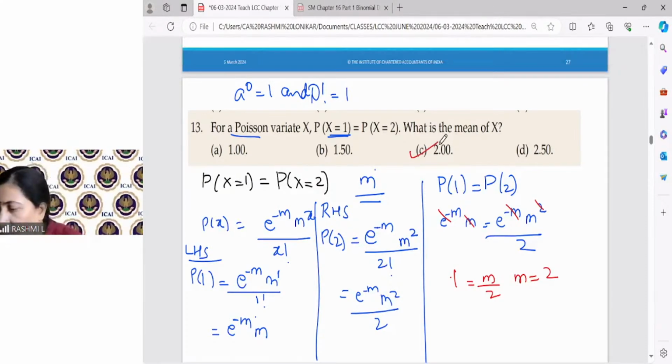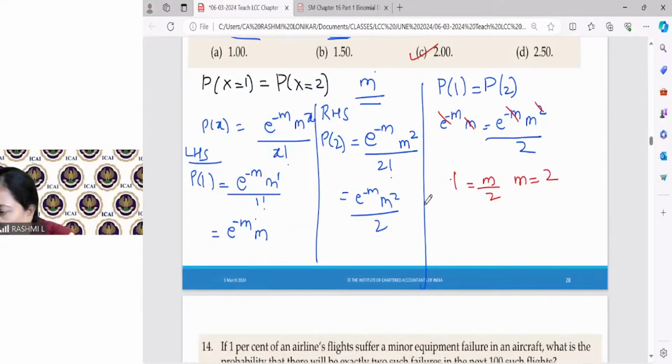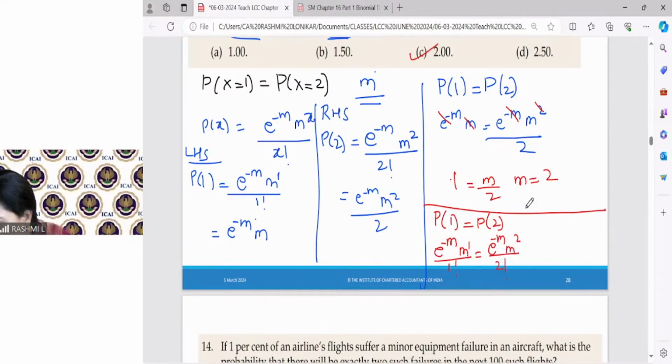सेपरेटली शोन इट. अगर मुझे जब स्पीड आ जाती है ना, तो मैं यहाँ डायरेक्टली लिखती हूँ P of 1 is equal to P of 2, e raised to minus m, m raised to 1 upon 1 factorial is equal to e raised to minus m, m square upon 2 factorial. ठीक है, ये e raised to minus m मैं यही कैंसिल कर देती हूँ, ये m raised to 1 और ये कैंसिल कर देती हूँ, तो आता है 1 is equal to m by 2.